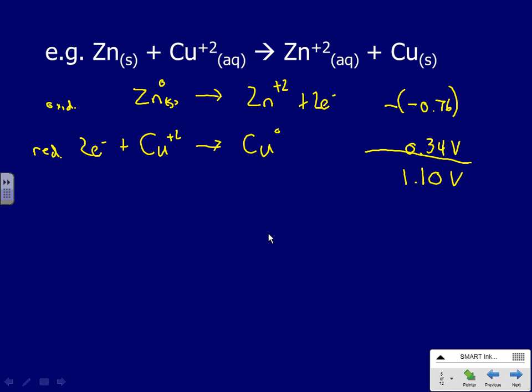Is this spontaneous? Is this going to happen? Yes, it is. It's positive. So this thing is positive. Therefore, it is a spontaneous reaction. That reaction is going to happen by itself. Okay? Pretty straightforward business. Now, of course, it's not that easy. It's going to get more complicated. We're going to have some more complicated ones. But that's the starting point of it.